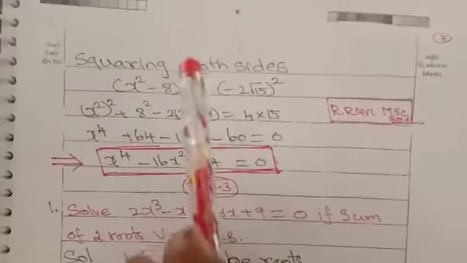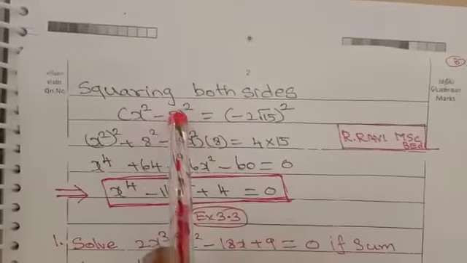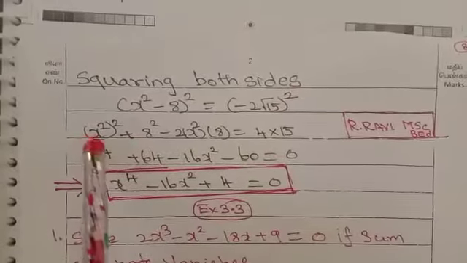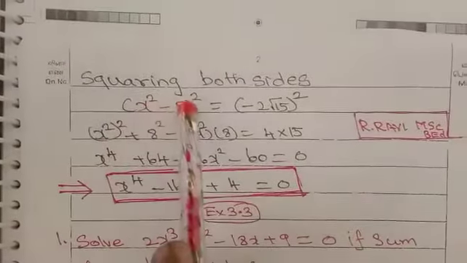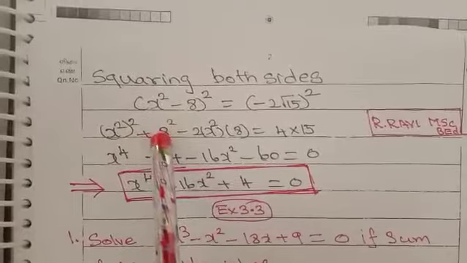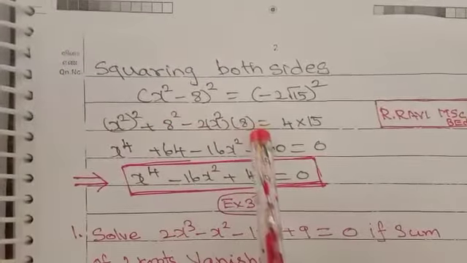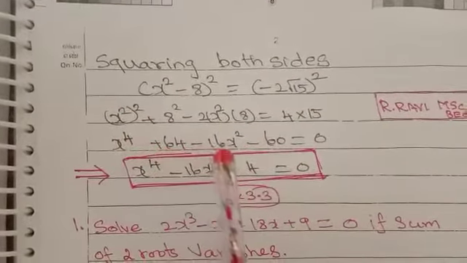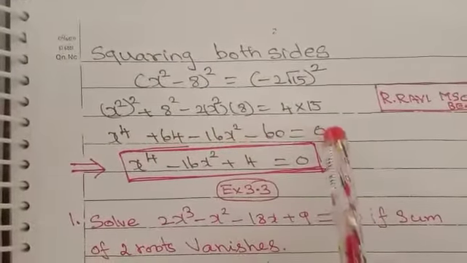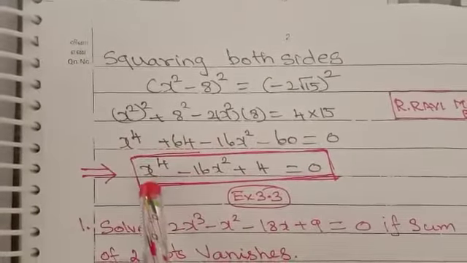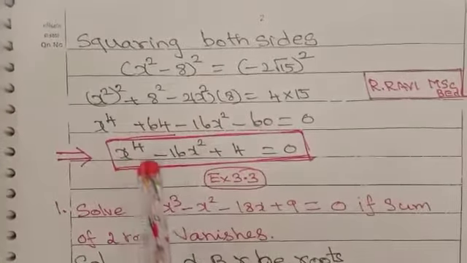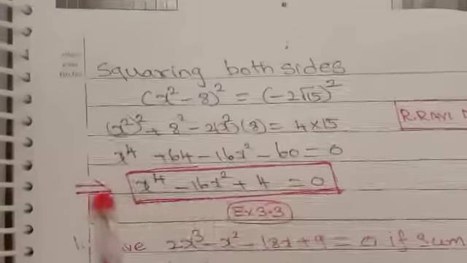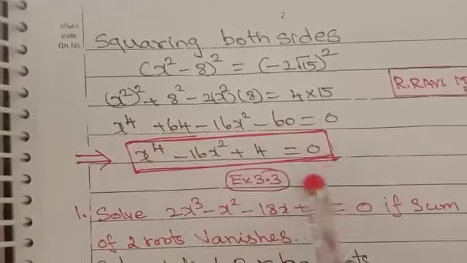Squaring both sides, we get (x square minus 8) whole square equal to (minus 2 into root 15) whole square. This is (a minus b) whole square, a square plus b square minus 2ab, equal to 4 into 15. So this is x power 4 plus 64 minus 16x square minus 60 equal to 0. If you simplify, you are getting x power 4 minus 16x square plus 64 minus 60, that is plus 4, equal to 0. This is the required equation.